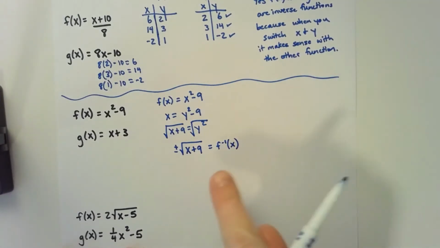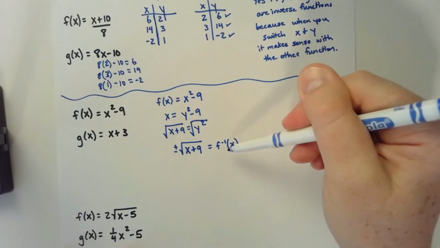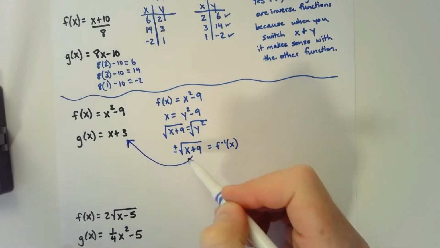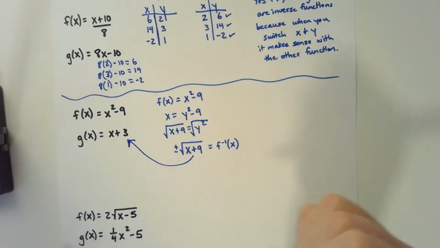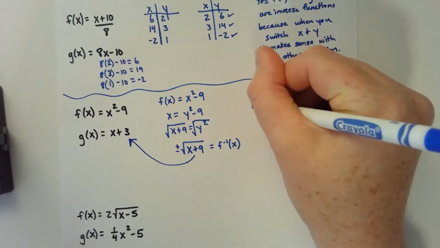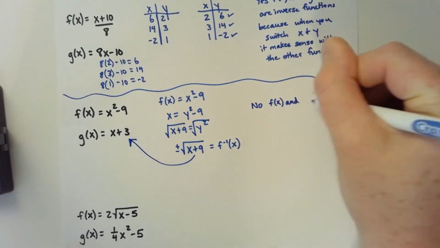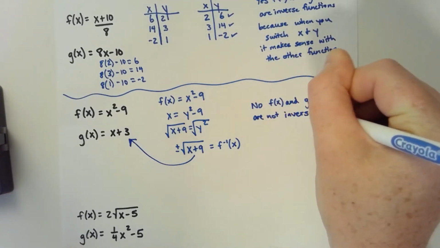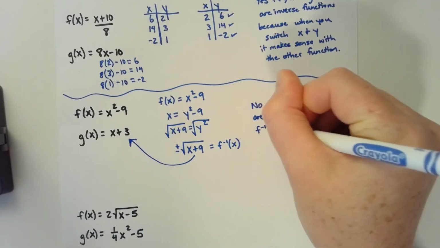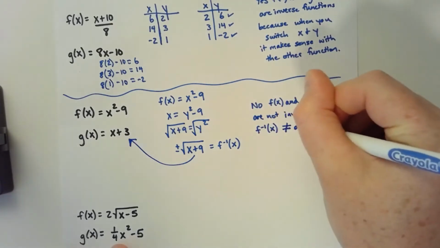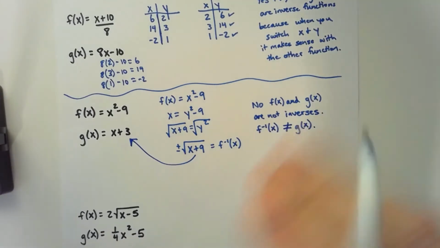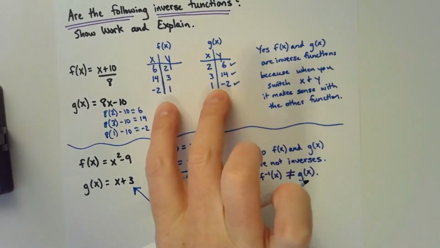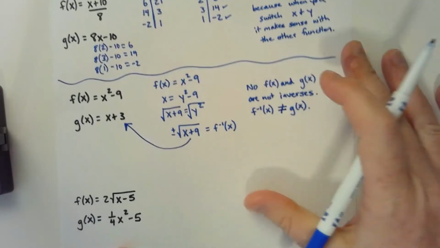So what you're checking for is if you find the inverse of f of x, is that equal to g of x? So you check over here, and they are not equal. So these cannot be inverse functions. So we would say no, f of x and g of x are not inverses. You could say f to the negative 1 of x is not equal to g of x. So we wouldn't have to go any further in this case, because if that's not true, then they can't be inverses. And you could have also done what we did here with a table of values, would also be a way to show your work.